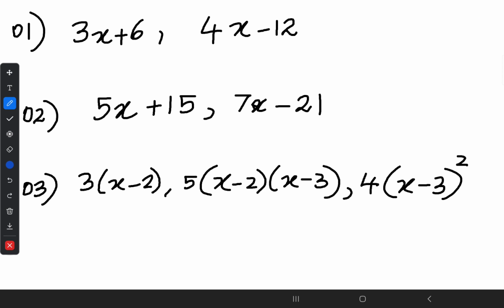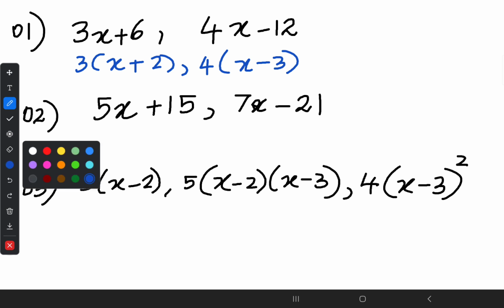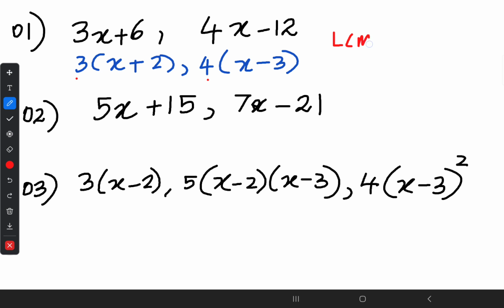So for the first question, let's do the factorization. 3 times (x + 2). Thereafter 4 times (x - 3). Let's find the LCM for 4 and 3. It would be 12, and both are distinct expressions. So you have to include both of them in your answer: 12 times (x + 2) into (x - 3). This would be the first question's answer.